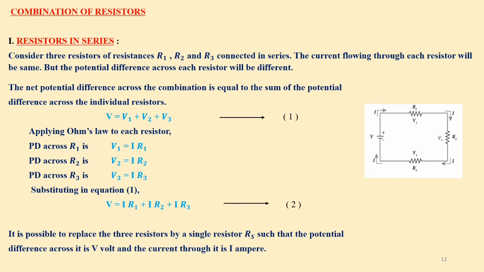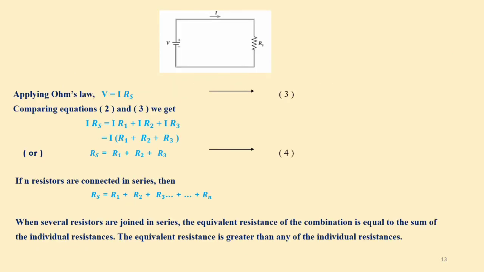This is equation 2. It is possible to replace the three resistors by a single resistor Rs such that the potential difference across it is V volt and the current through it is I ampere. The equivalent circuit for the above series combination of resistors is shown here. V is the applied potential difference, I is the current sent by the battery, and the combined effective resistance is Rs. Applying Ohm's law to this circuit, V equal to I Rs.